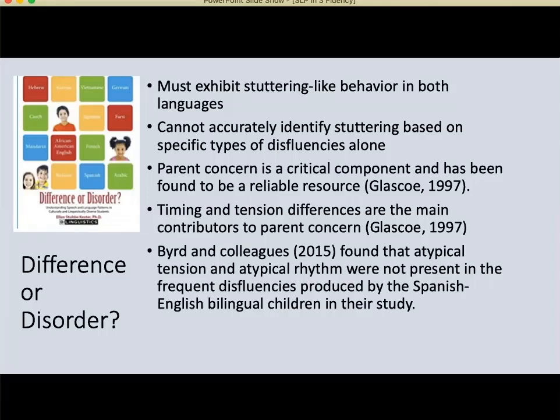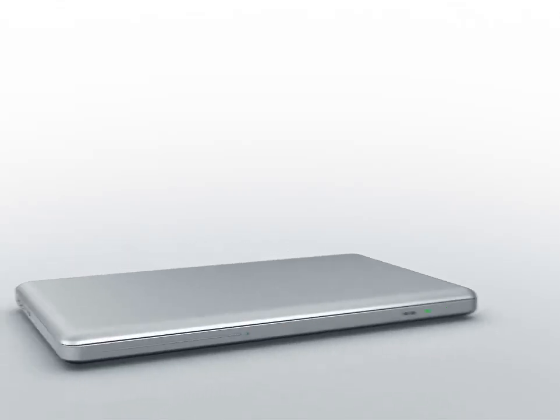So that's an important piece that we can look to, is that those secondary characteristics, the facial grimacing, the eye blinking, the hand movements, and things like that, those are the things that can really help us differentiate the students who stutter from those who don't. So to recap, we know that some bilinguals exhibit higher levels of disfluencies than their monolingual peers. Some of those are stuttering-like disfluencies. Some of those are not stuttering-like disfluencies. So what we want to do is look to some of the other things like parent concern, secondary characteristics, whether things exist in both languages or not, to help us make a more confident diagnostic decision.